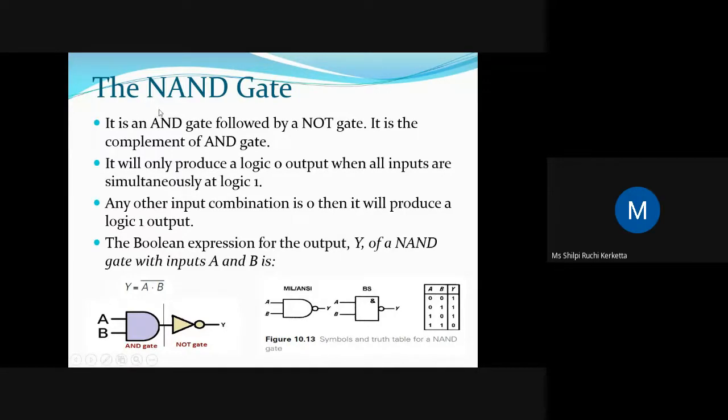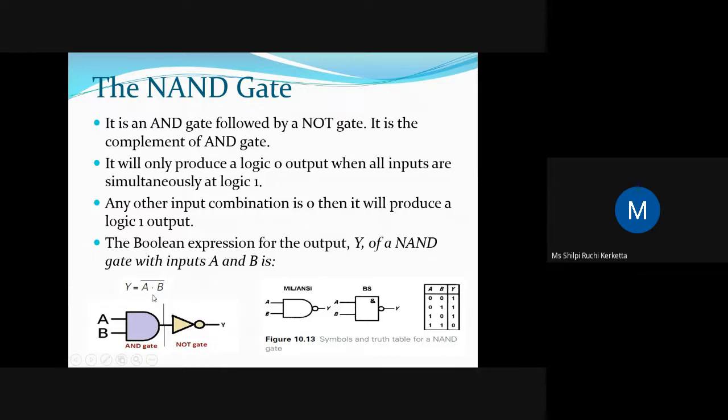So next is this NAND gate. So what is a NAND gate? It is a combination of AND gate followed by a NOT gate. So we are combining two gates, AND gate and NOT gate. So it is the complement of AND gate. First we will use an AND gate, and then we will add a NOT gate. So whatever the output we are getting here, it will just become the opposite of that.